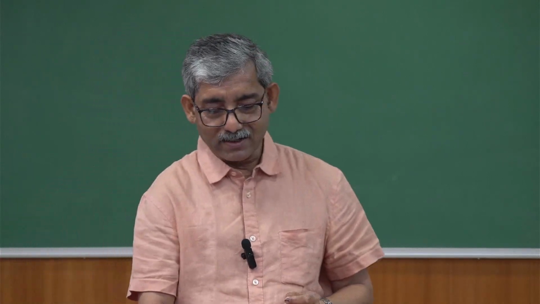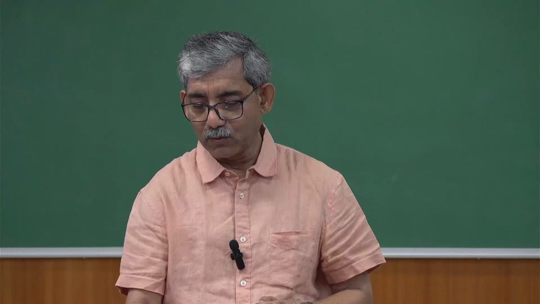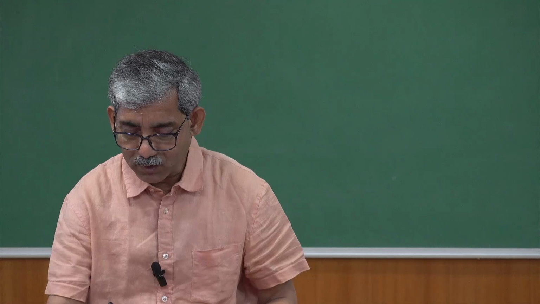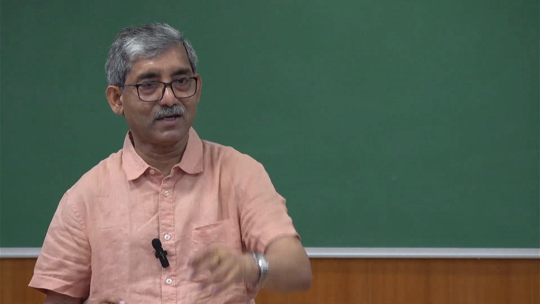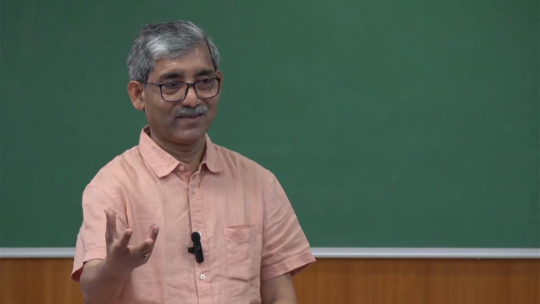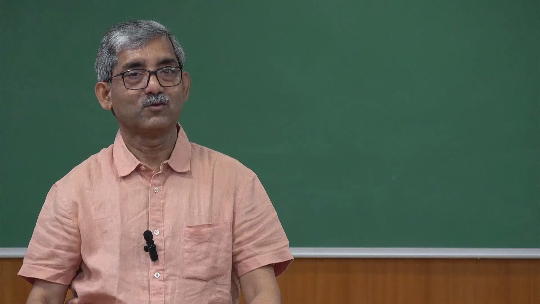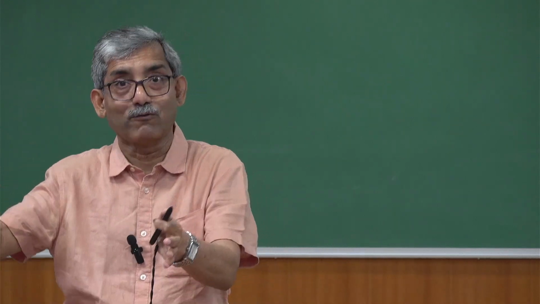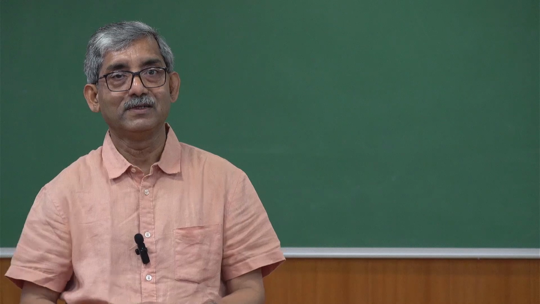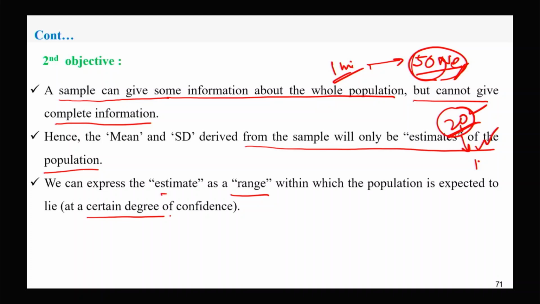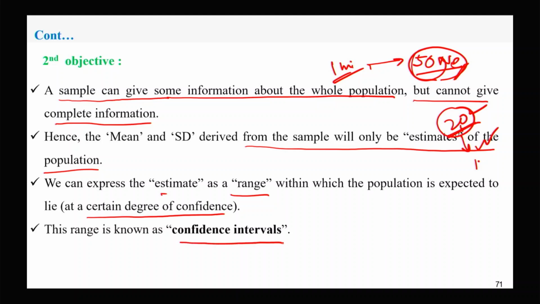Hence the mean and standard deviation derived from the sample will only be estimates of the population. Whatever we are getting, mean or standard deviation, these are estimates of the population. It's not the actual population mean, but this estimate has to have some confidence. We express the estimate in a range with a certain degree of confidence. So that range is called the confidence interval.